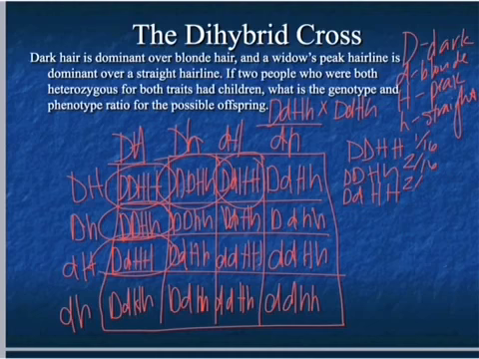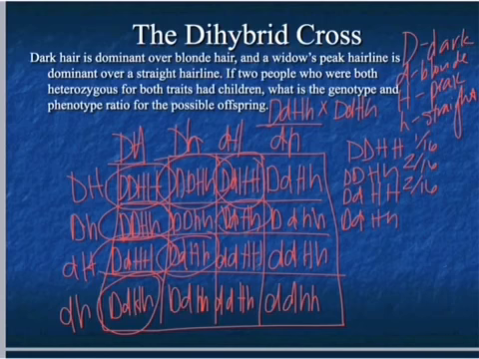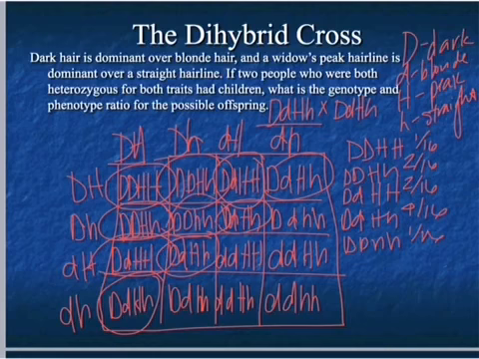2 out of 16. Write down the next one. 4 out of 16. One out of 16. See how I'm just systematically working my way across the Punnett square.